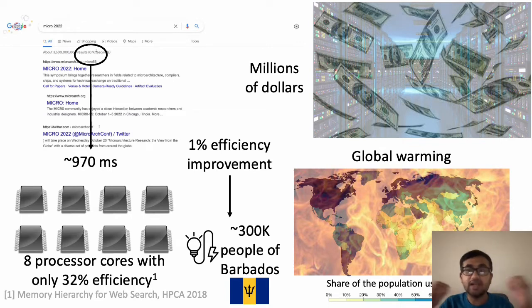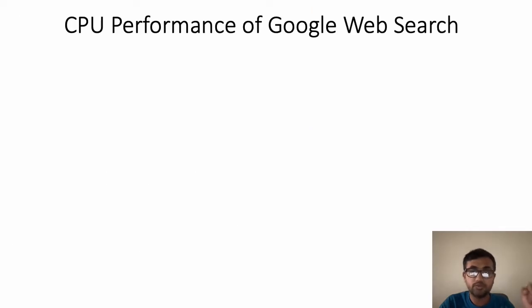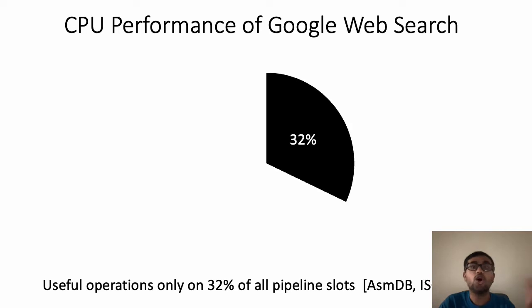To do that, let us see why a single web service requires so much compute and where the CPU pipeline slots go. While performing Google search, 32% processor efficiency meant only 32% of all pipeline slots are spent in doing useful work, retiring instructions. All the other slots could not retire any instruction because of key bottlenecks in the processor microarchitecture.